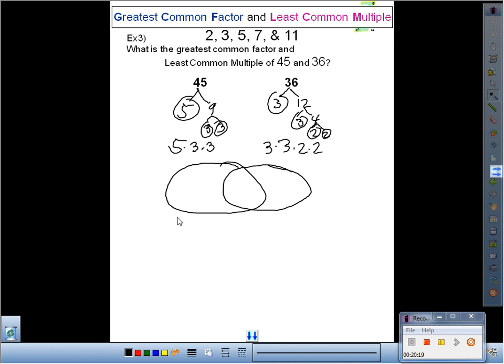All right, I'm going to label this one 45 and this one 36. So what's the same here and here? What do they have in common? 2 3s, or 3 times 3, and I'm going to only write it once. So my GCF is 9. Hands up if you got that.